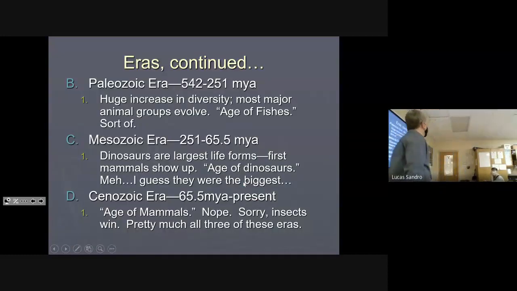So that's your quick run through the eras and periods. Tomorrow we'll start kind of crawling our way through the early explosive history of the formation of the Earth and how it cooled and conditions got right for living things. And eventually, you'll make your own timeline of the Earth's history. Questions?